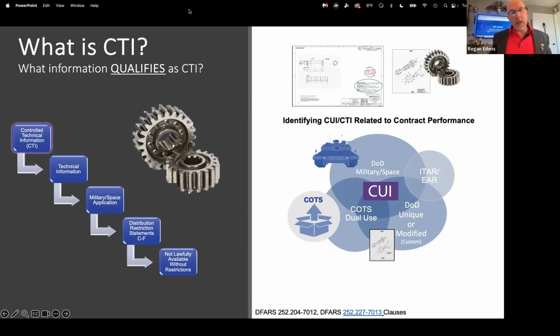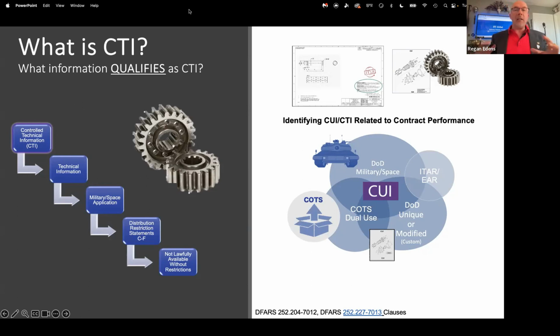Okay, none of that information falls into the COTS category. None of that information is exempt. So it must meet the DFARS 7012. If portions of that information for that end use are commercial off the shelf, then that portion of the information is not CUI.